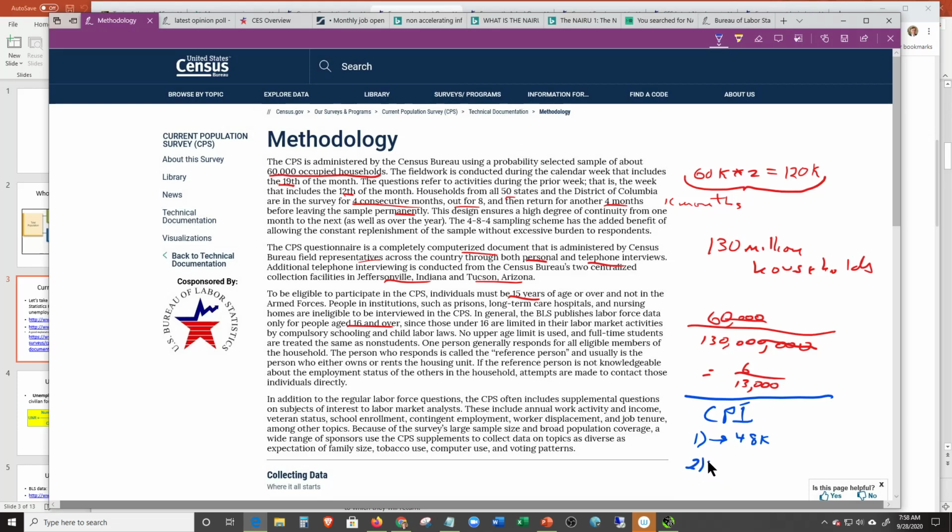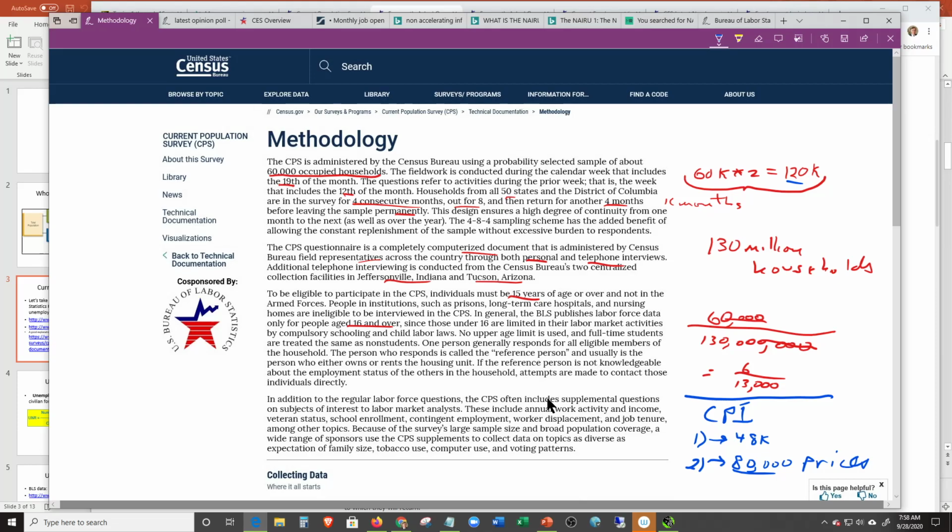Then as far as the data go, they collect 80,000 prices per month. And that seems bigger, but I don't think it's going to be bigger than 120K, but they're both very big surveys, okay?